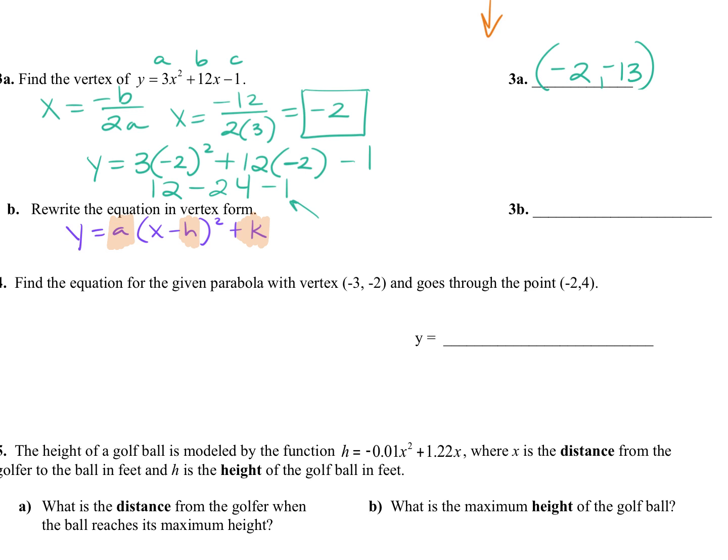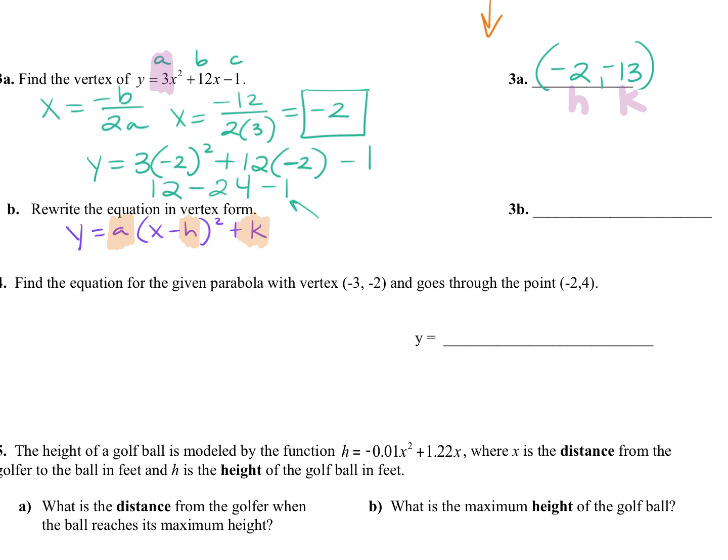So can you tell me what h and k are right now? That's the negative 2 and negative 13. It's your vertex, right? H and k, vertex form. What's a? You already know it from the first equation, right? A is right here. So just because it's in a different form doesn't mean that a changes. What is a in one is a in the other as well.